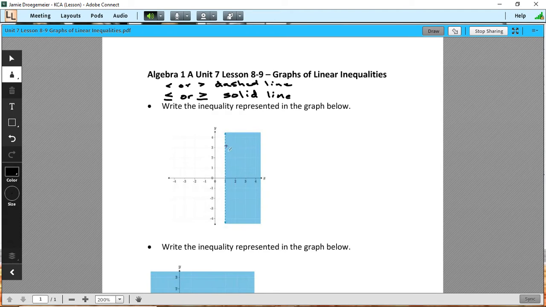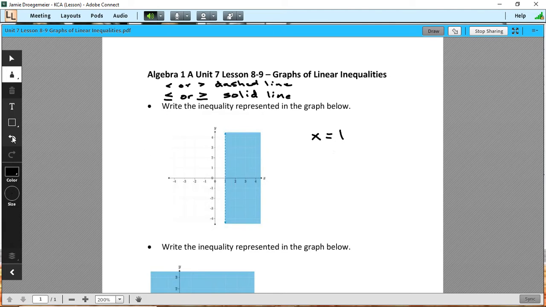If you notice our line here, that is a vertical line. When we talked about equations for vertical lines, we said we're going to look at what is that value for x that is consistent on that line. You'll see that this one is at x equals 1. And so the equation that we would be using would be x equals 1.